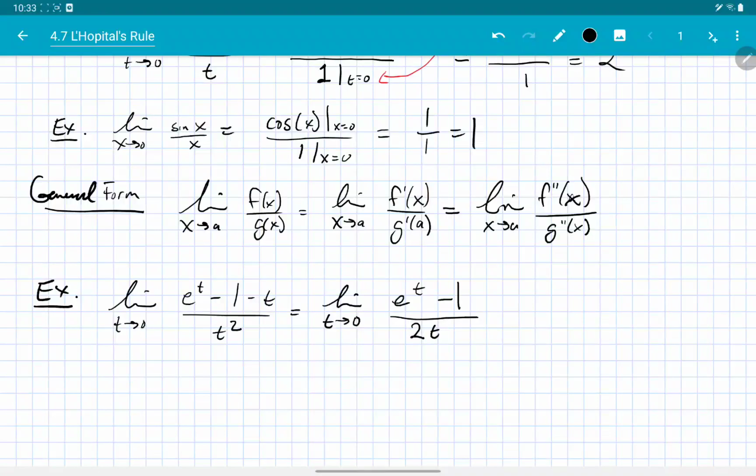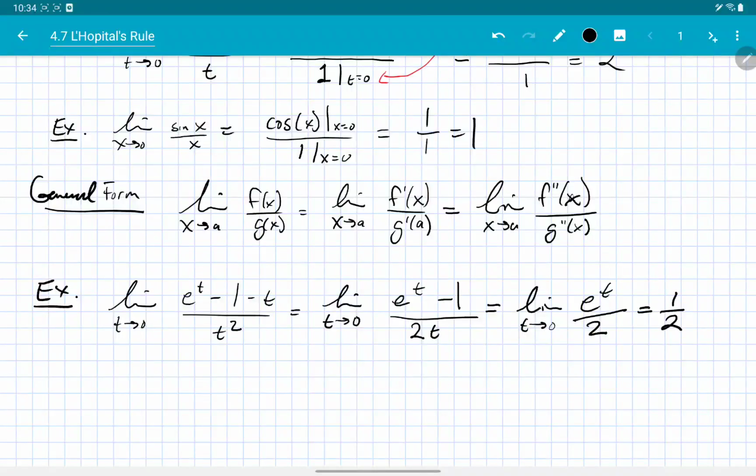Now if I try to evaluate this and plug in t equals 0, I again get a 0 over 0 situation. Well, I'll just again use L'Hopital's rule a second time. This becomes e to the t in the numerator and 2 in the denominator. Then when I evaluate and plug in t equals 0, I get something I can use. I get 1/2 as my answer. And sure enough, you can go check that if you like on your calculator or on Wolfram Alpha, but that is indeed the correct limit.